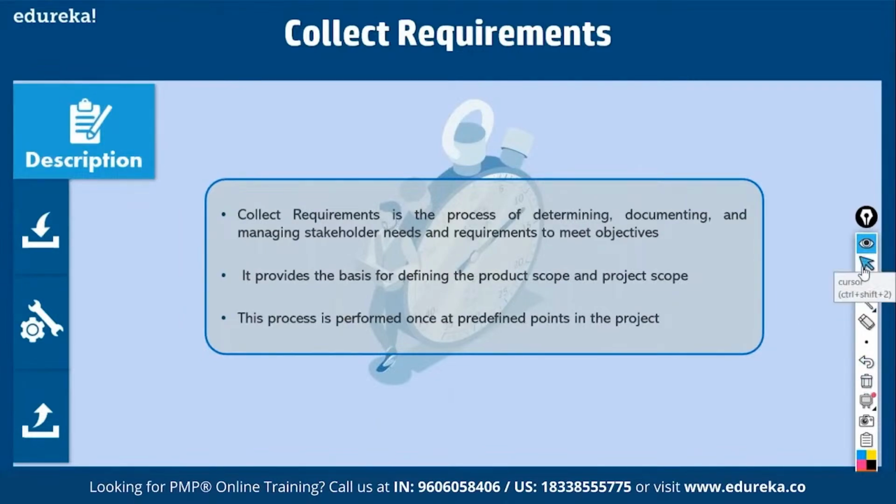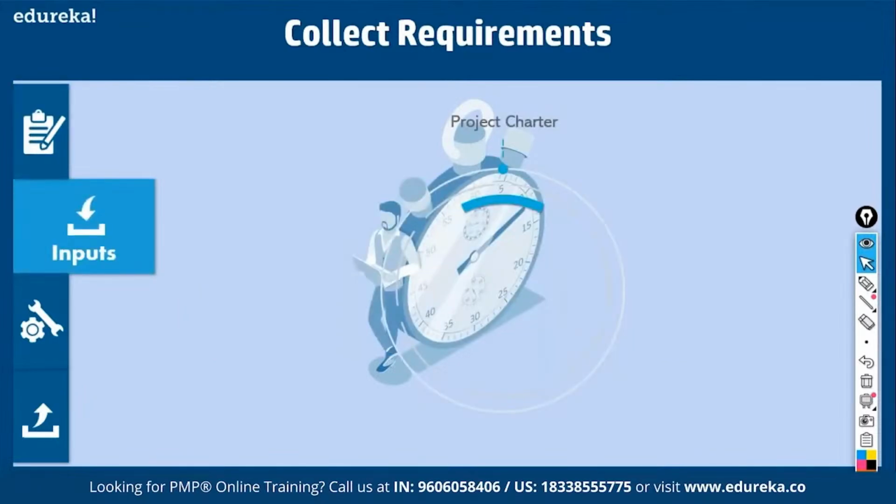Okay, so let's see the inputs, outputs, and the tools and techniques for this process. Fine. So when you say requirements, what exactly are requirements? The basic input for this is the project charter, isn't it? But before that, let me tell you what requirements are. So requirements could be business requirements. These are very high level business requirements, like we should improve our market share by 10%. We should be the market leader. The rate of efficiency should improve by 50%. Turnaround time should come down by 10%. Very high level business needs. Those are also requirements, right?